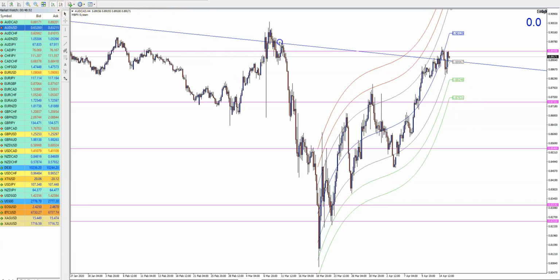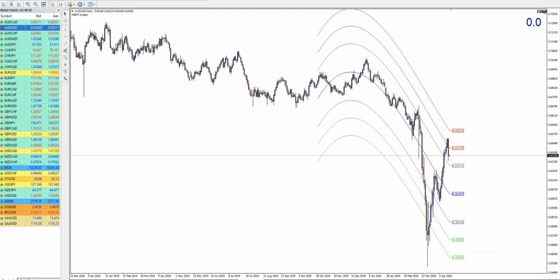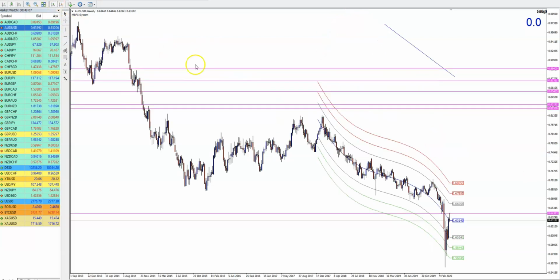Let's see AUD USD, very similar as well. You go on daily time frame, you can also see the same kind of scenario. We are in a support resistance area. Generally we're in a downtrend anyways. You can see on the weekly we're in a downtrend, a clear downtrend we are in at the moment on the daily time frame.